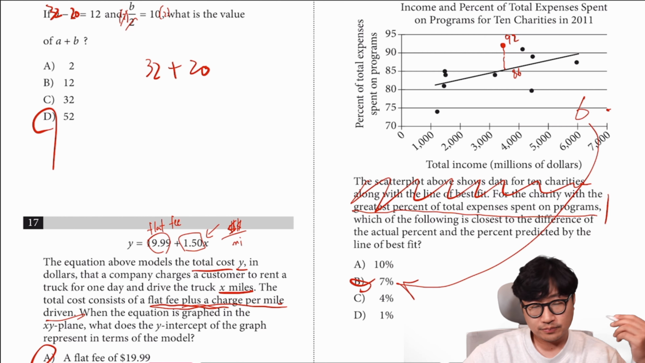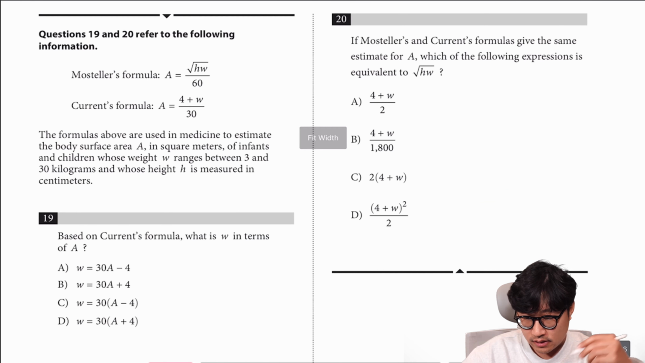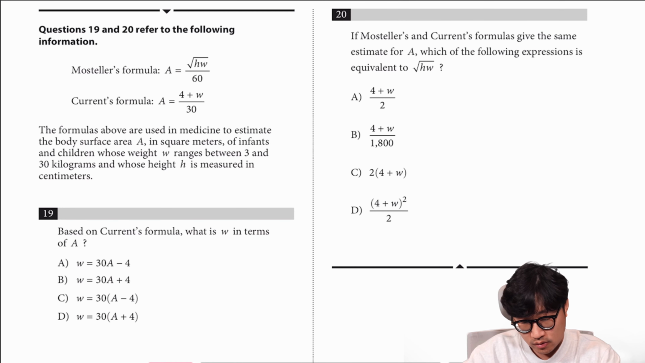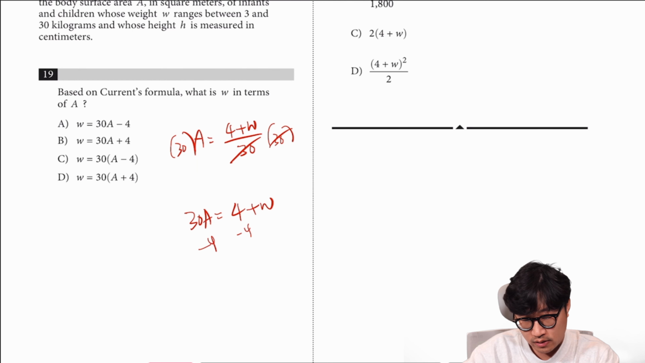So that's cool. All right, number 19 and 20 have to do with this. I don't want to read it, so whatever. Based on the currents formula, what is W? So A is equal to 4 plus W over 30. You want to solve for W, so go ahead and multiply by 30 on both sides. So 30A is equal to 4 plus W. So go ahead and subtract 4 now, and that'll be W is equal to 30A minus 4, which is answer choice A.